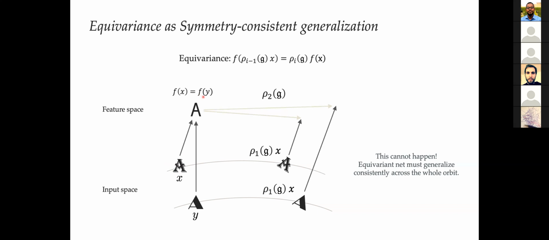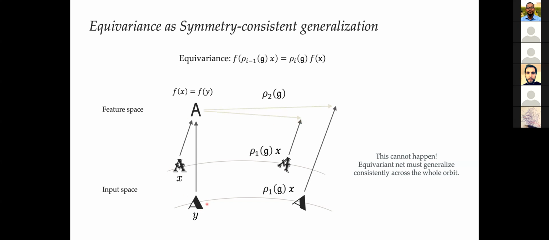Now in a non-equivariant network, it could be that the rotated versions of these letters actually get sent to different points in the feature space by our network. But you can see that if this were the case, the network could not possibly be equivariant, because we must have that if we take X and transform X and then apply our layer, we should get the same as applying our layer and then transforming.